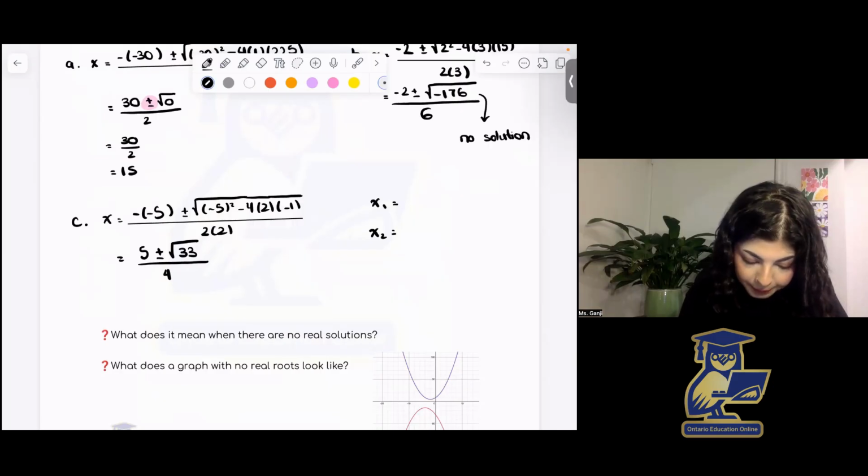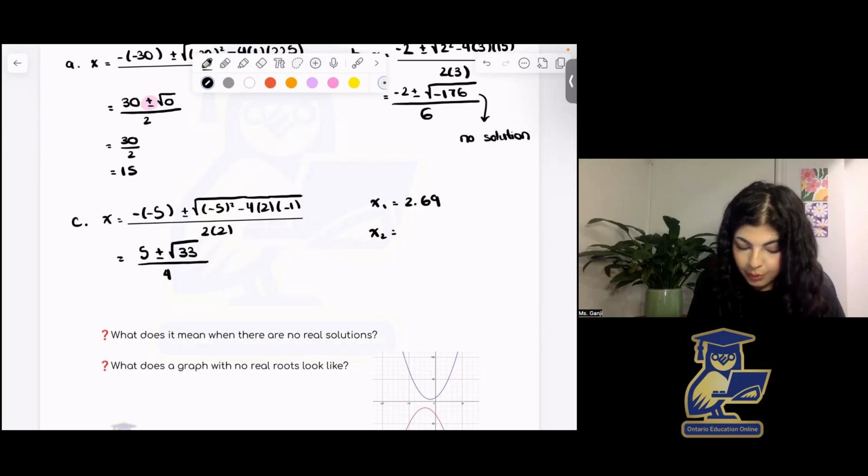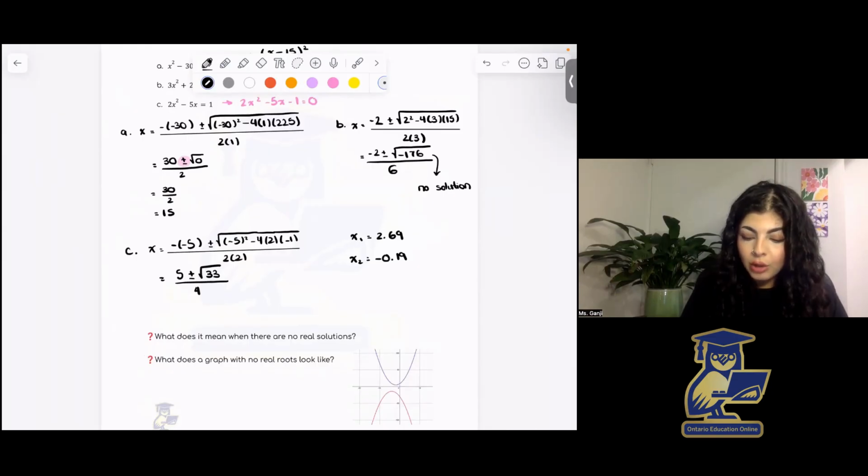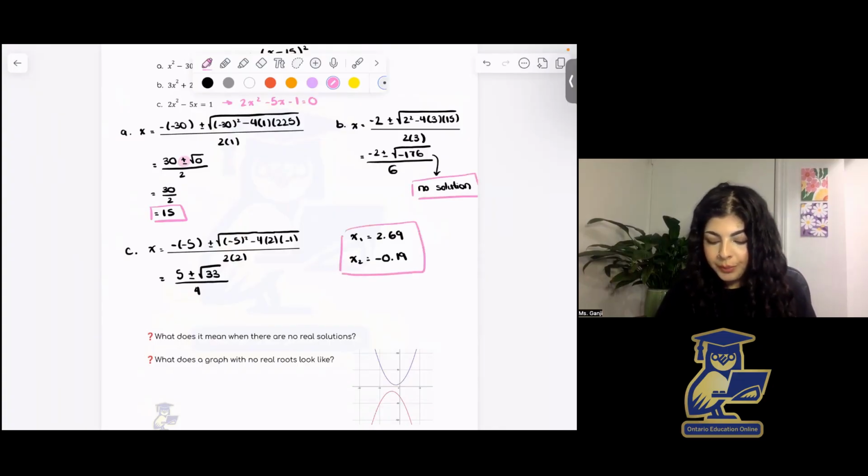And we'll use a calculator. Okay, so if we add, we should get 2.69. And if we subtract, we get negative 0.19. And so here we have two solutions. So you've seen the case now with one solution, no solution, and two solutions.